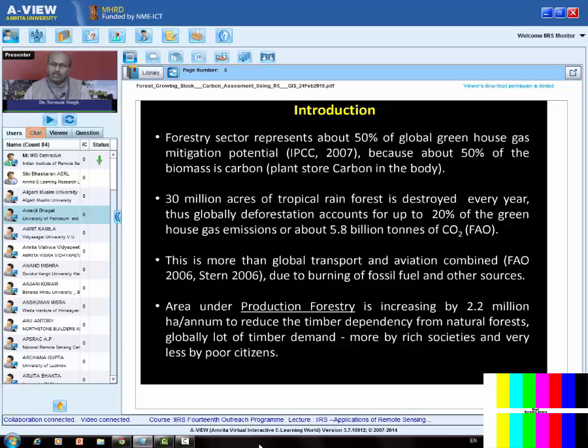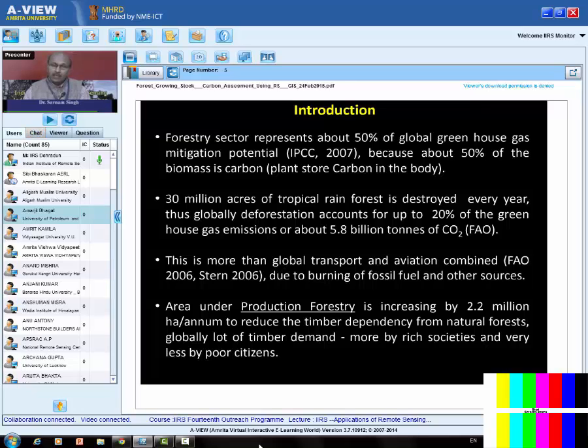In the forestry sector, there are only trees which can sequester the carbon dioxide. Therefore, they convert almost 50% of the global greenhouse gases which are present, which can mitigate the global warming problem, because that can be sequestered and only plants can do that. And among plants, the trees are most important because they can hold the stored carbon or sequestered carbon for many, many years, maybe 100 years or 500 years or so. Therefore, the forests are more important.